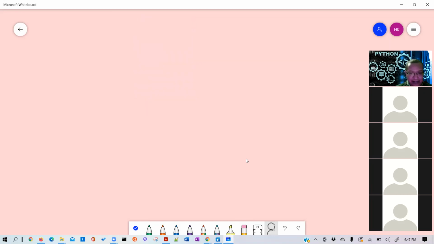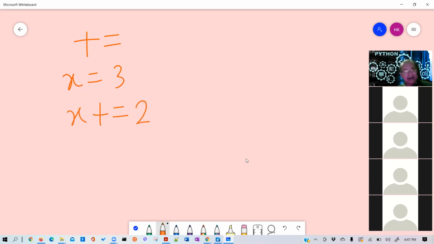For example, it's probably better to go with an example. Another operator is plus equal to. I'll give you an example. Say you have x equal to 3, and then in another line, you have x plus equal to 2. This is line number 1, this is line number 2. The program executes the lines in order.